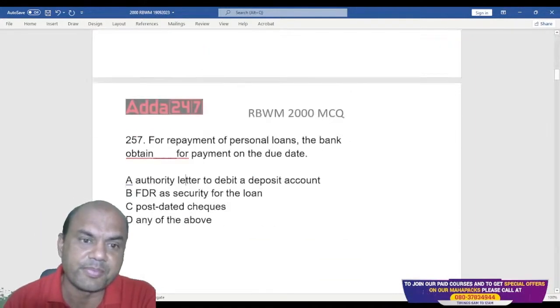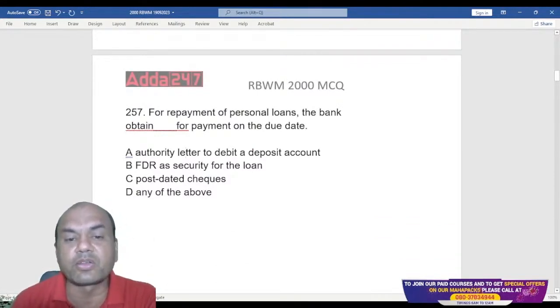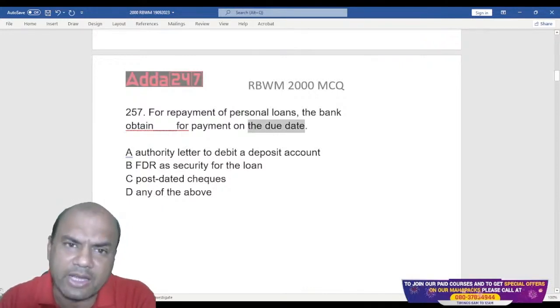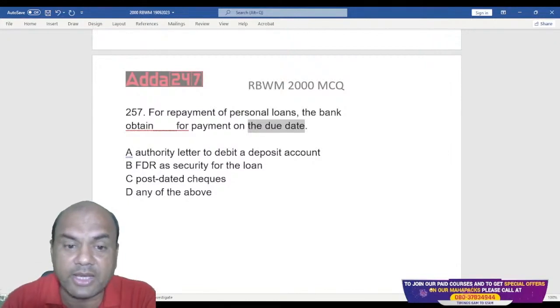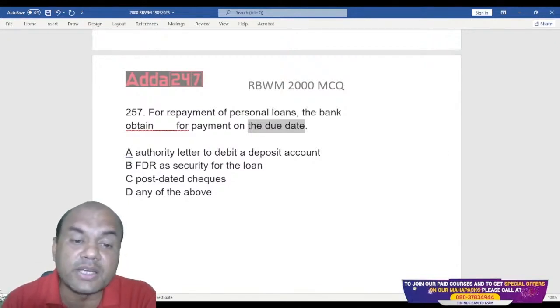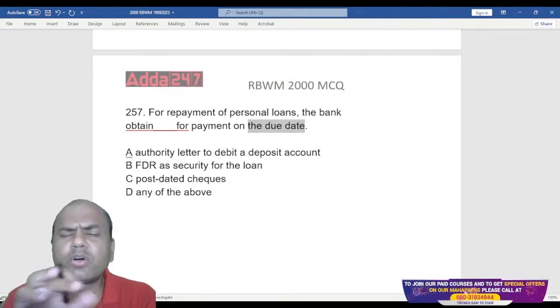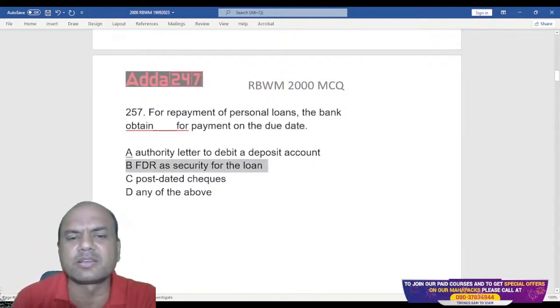Chalo, next one. For repayment of personal loans, banks obtain dash for payment on the due date. So what do the banks obtain? On the due date, the customer should pay. Means every month we have that EMI date, right? So for that date, what do the banks take? Authority letter to debit a deposit account, FDR as a security for the loan, post-dated cheques, and any of the above. I know all of you will get confused between A and C, because B, everyone knows, is not something taken for the due date point.